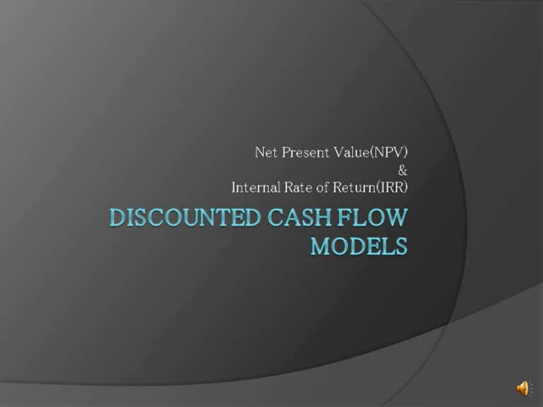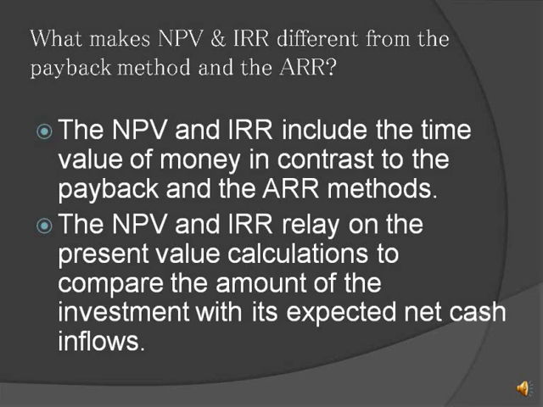Now I'm going to talk about the discounted cash flow model. The discounted cash flow models are net present value and internal rate of return. What makes them different from the payback method and the ARR method is that they include the time value of money. Moreover, the NPV and the IRR use the present value calculation to compare the initial cost of the investment with its expected net cash inflow.